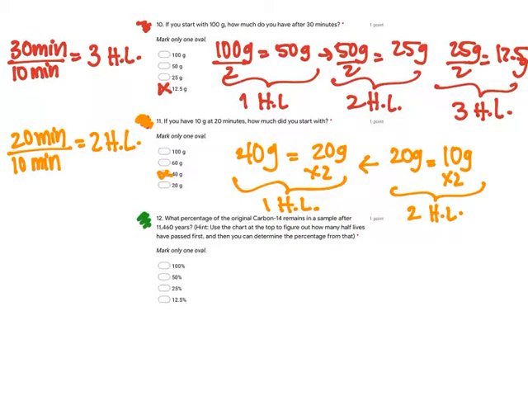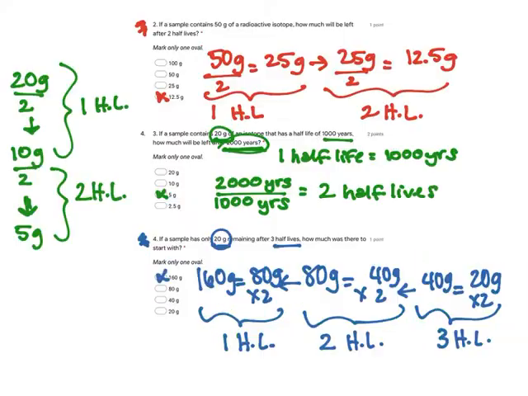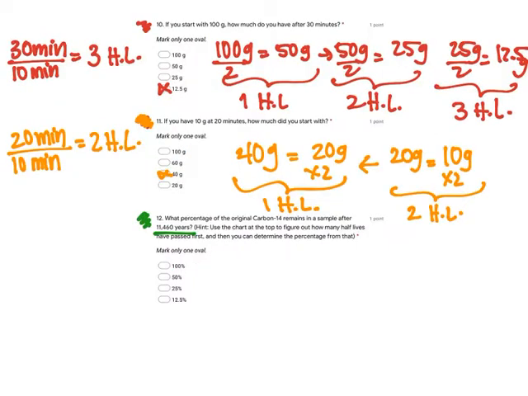Number 12, what percent of the original carbon-14 remains in a sample after 11,460 years? So for this one, we need to use the chart in order to figure out how many half-lives have passed, and then we can determine the percentage from there. So let's go back to the diagram at the beginning of our worksheet. Here we know that carbon-14 has a half-life of 5,730 years. So let's hang on to that number.